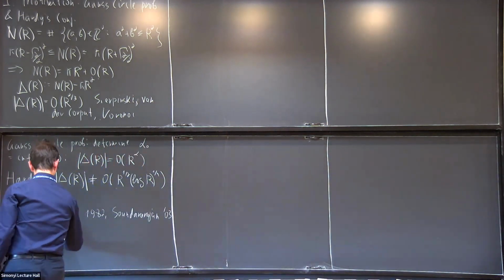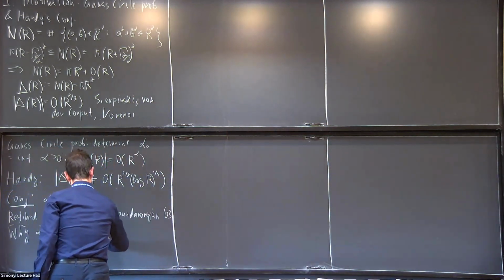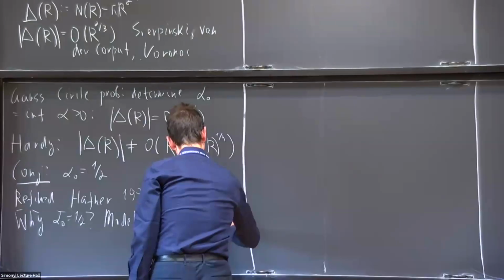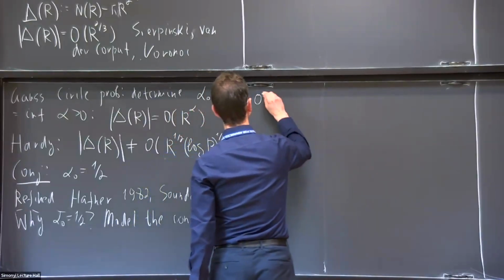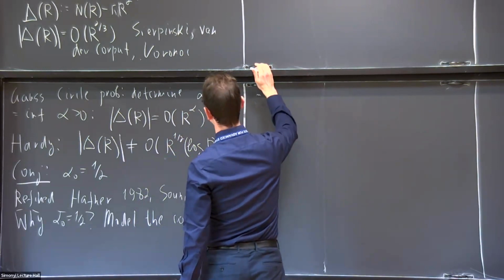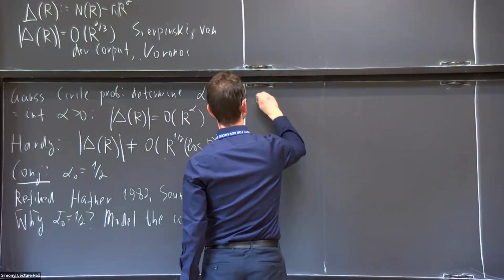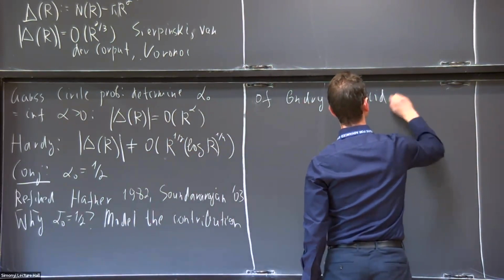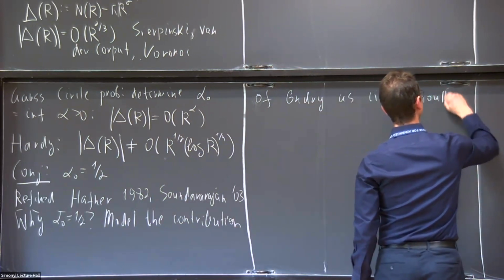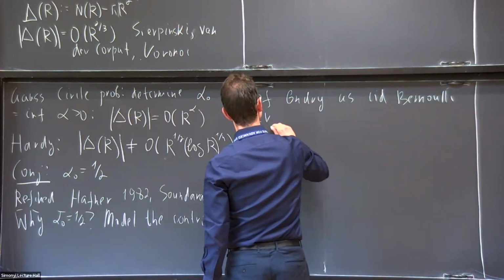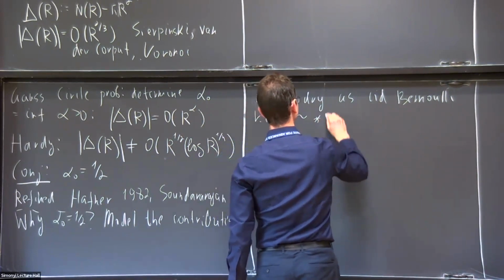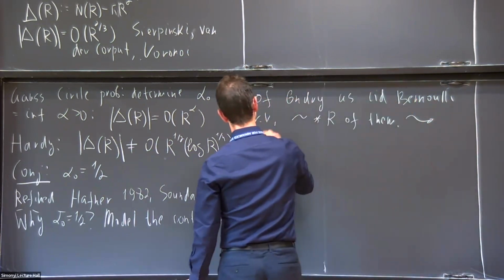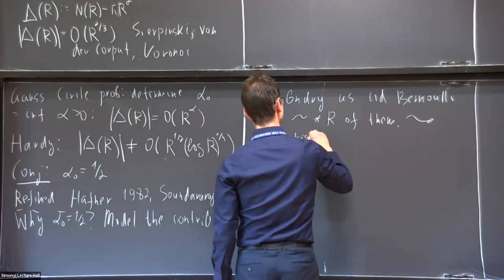I made a mistake. As IID Bernoulli variables, there are about some constant times R squares on the boundary, and the fluctuations are about square root of R.